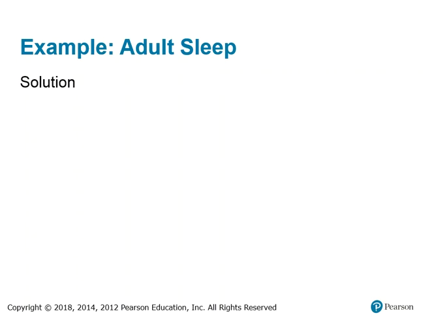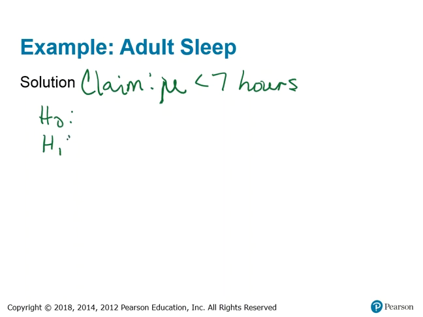So first, let's think about what the claim is. The claim that was being stated is that the mean amount of sleep for adults is less than 7 hours. So if I write that in symbols, our claim, now notice it says mean, so we have to use mu, is less than 7 hours. So then we'll go ahead and write our hypotheses. Our null, remember, is always equal to, so mu is equal to 7 hours. And so the claim is actually the alternative. Mu is less than 7 hours.